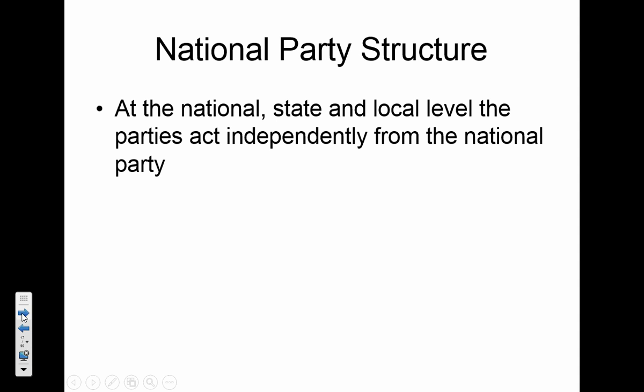When we get to national party structure here, the national party, the state party, even the local, the Minnehaha County Democrats, Minnehaha County Republicans, are not really dictated, or their actions are not dictated, by what they do at the national level. There is a National Republican Party and a National Democratic Party, but they really can't make the lower levels do anything.